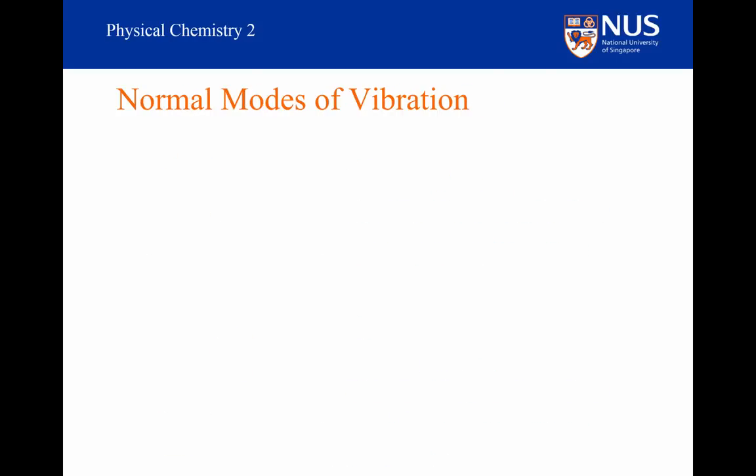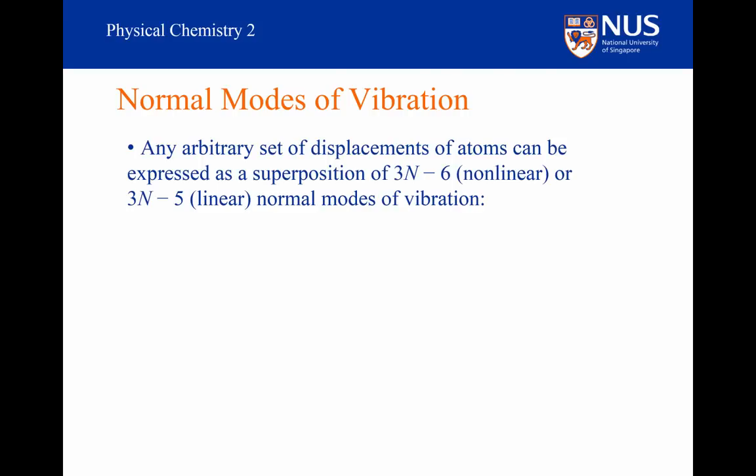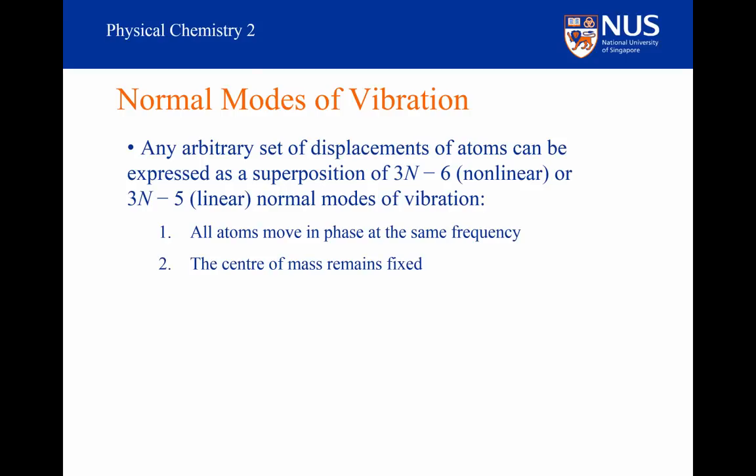Before we continue, we need to formally define what we mean by normal modes of vibration. Any arbitrary set of displacements of atoms can be expressed as a superposition of 3n minus 6 in the case of a nonlinear molecule, and 3n minus 5 in the case of a linear molecule, normal modes of vibration. A normal mode of vibration is one in which all the atoms move in phase with the same frequency. The centre of mass remains fixed so that there is no co-translational motion.